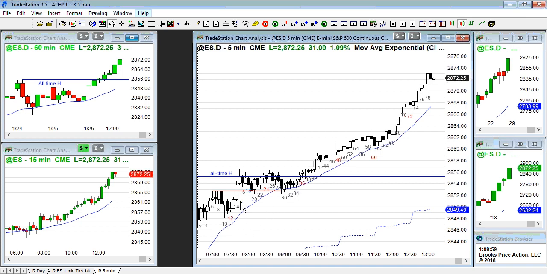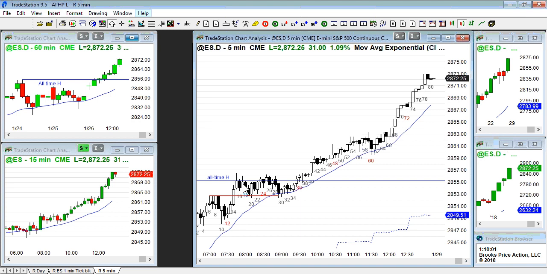Buy the close, sell the close. 14, 15, buy the close, and then maybe buy the close 36. And then 40, 41, buy the close again. And then again on 68, 69, 70, 71 by the close, and then again 74, 75, even 76 by the close.